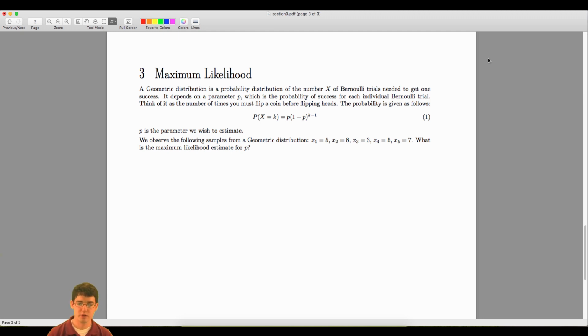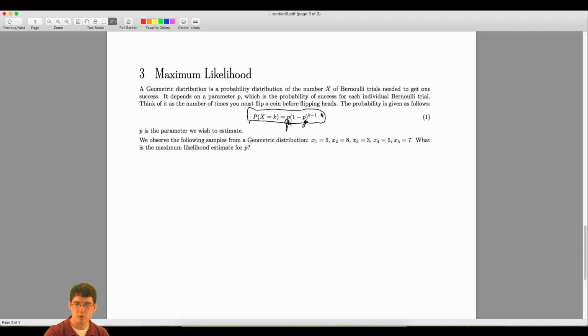All right, so let's look at this particular problem in the geometric distribution. So we're trying to find the set of parameters for this distribution. Here, the parameter is p. There's only a single parameter.